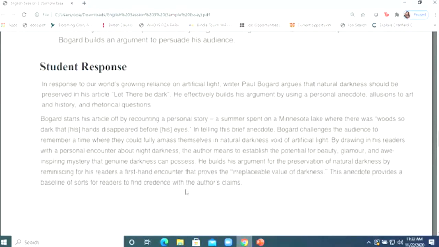Notice that the student has used the word readers. The student has not used the word I. Instead, he has used the word audience. He has used words like readers, and he is not referring to the first person narrative over here. Keep this in mind. And he has also mentioned how this personal anecdote leaves an impact on the reader.